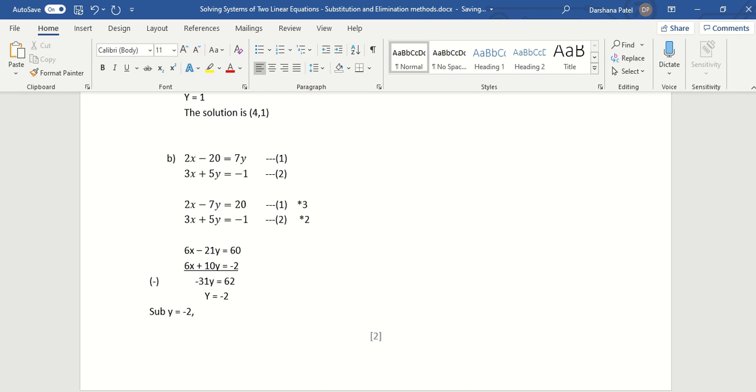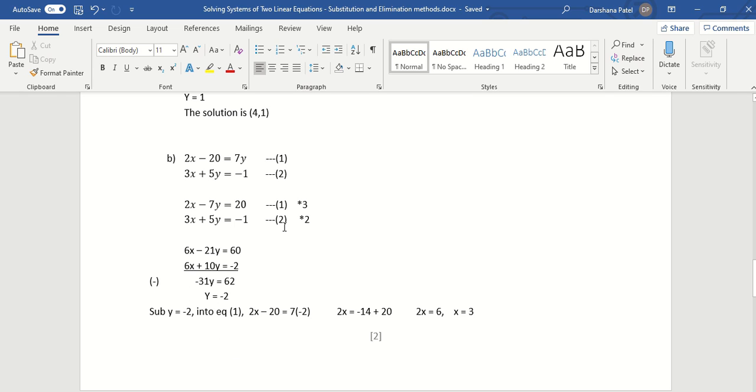Once we have the solution for y, we can substitute y equals negative 2 into any of the equations. So let's say in the first equation, we get 2x minus 20 equals 7 times negative 2. When we simplify this further, we will get 2x equals negative 14 plus 20. So we get 2x equals 6. Divide both sides by 2, we'll get x equals 3. So then the solution for this system is x equals 3, y equals negative 2.